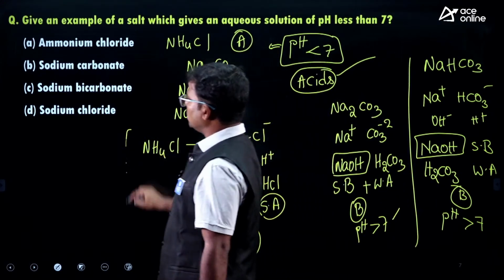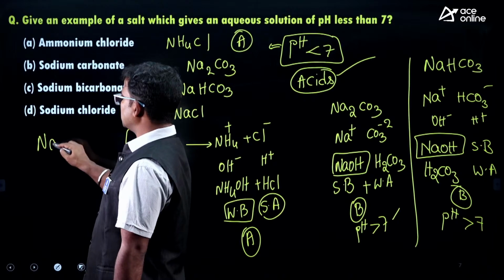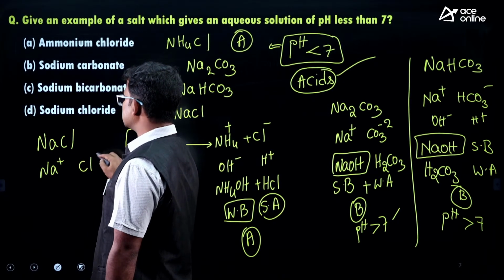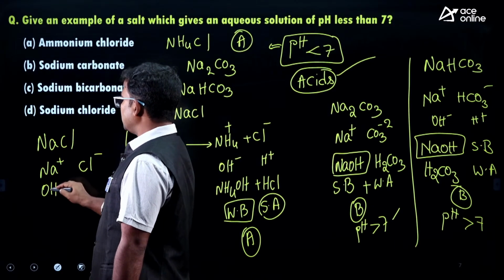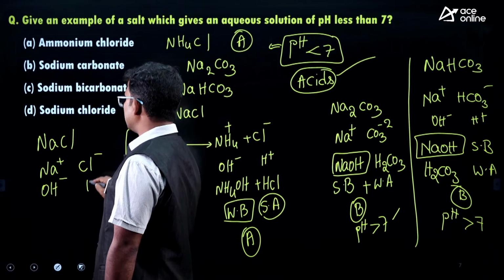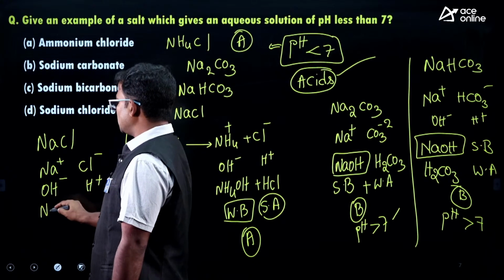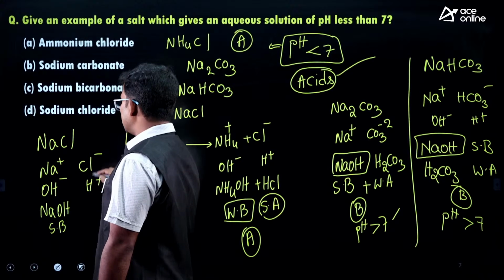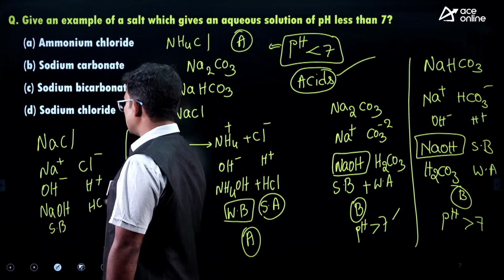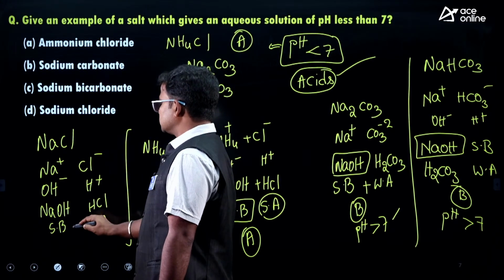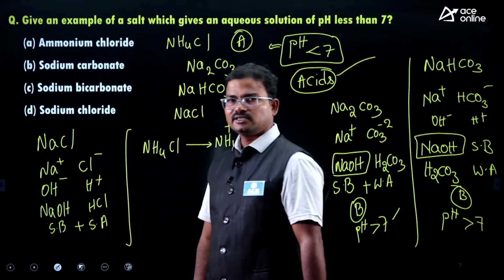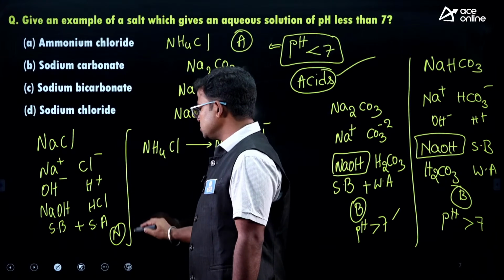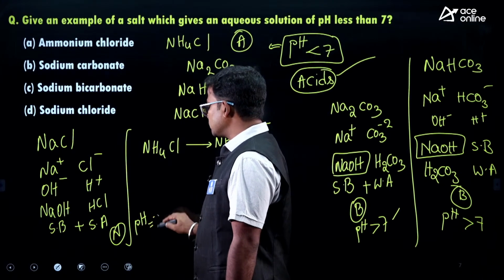And the last one is sodium chloride, NaCl. If it is dissociated, then it forms Na plus and Cl minus. If you add the corresponding hydroxide and H plus ions, finally we get NaOH, a strong base, and H plus Cl minus, what do we get? HCl. This is a strong acid. So strong base and strong acid. So the resultant salt would be mostly neutral in nature. Neutral means its pH value equals 7.